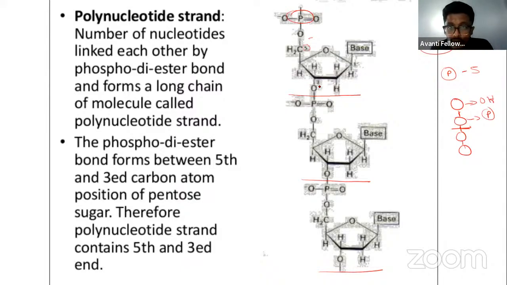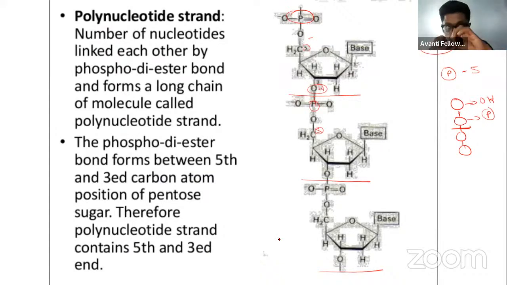Okay. See the OH group. This was the OH before. Now this OH group and the phosphate. This is the 5 prime, the fifth carbon atom, right? The fifth carbon atom phosphate group and the third carbon atom OH group combine with each other. Okay, they form a linkage. How do they form the linkage?